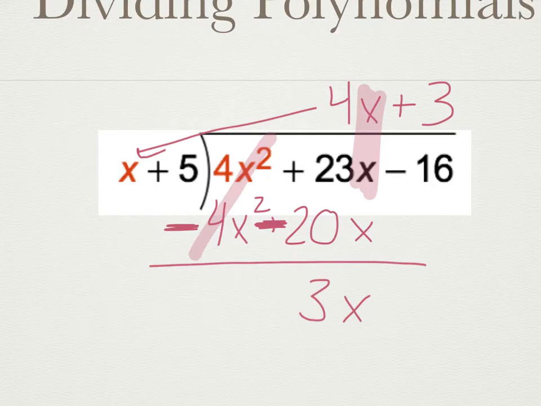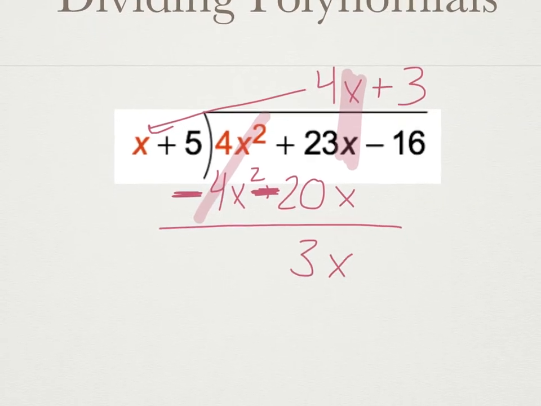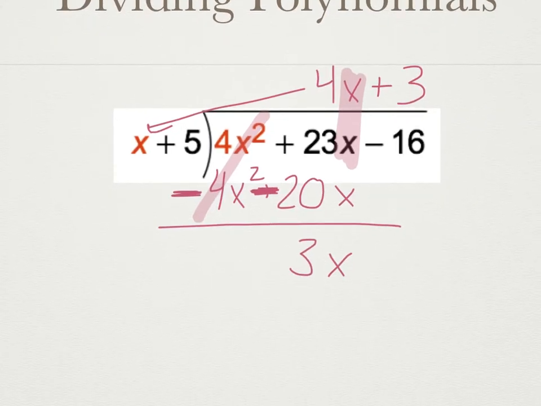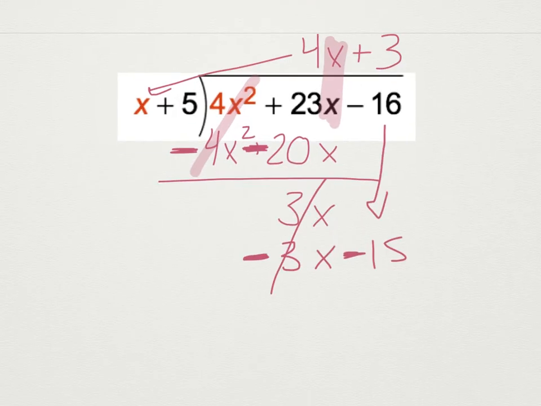And now we multiply again. So we multiply 3 times this x plus 5. So 3 times x is 3x, and 3 times 5, 15. But now we need to change the signs here. So we get these to cancel out, and then we combine these two. So what is negative 16 minus 15? Negative 31.